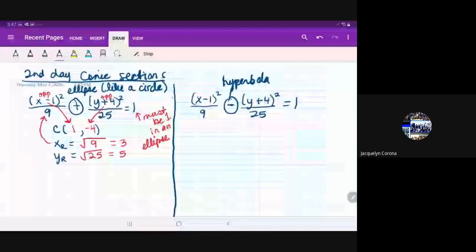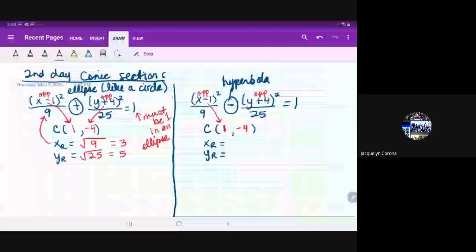Now, in the hyperbola, we're actually going to do the same thing to start with. So you're going to say, what's my center? What's my x radius? What's my y radius? And you'll see that this is the same problem. So this is opposite, opposite. Now, with the hyperbolas, you have to be careful because sometimes the y is first. In this case, the x is still first. So when you do opposite of the 1, you put it in the x position. When you do opposite of the +4, you put -4 in the y position.